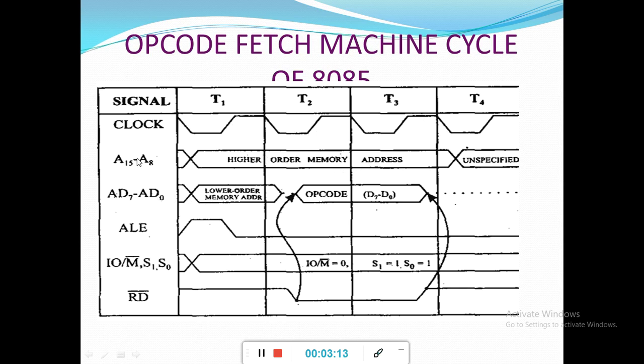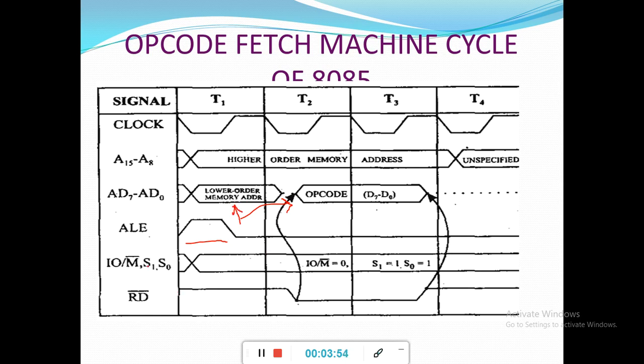Then AD15 to AD8 are the higher order memory addresses, and AD7 to AD0 are the lower order memory addresses as well as data. It is a multiplexed address and data line, so it can work as a data bus as well as an address bus. The address latch enable, ALE, signal defines whether it is data or a memory address.